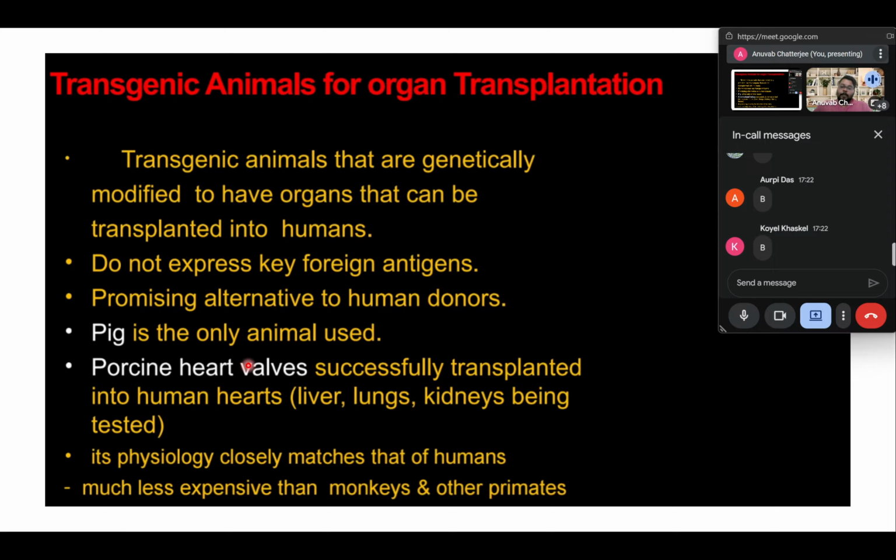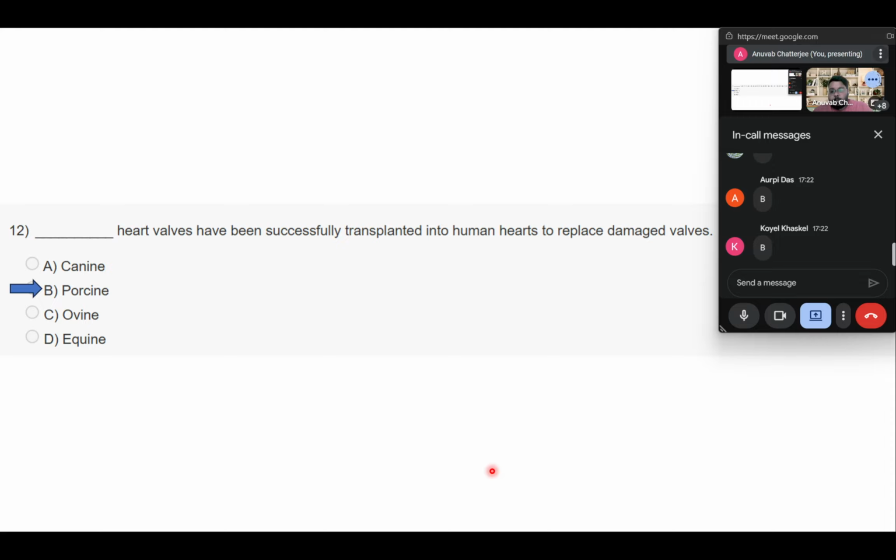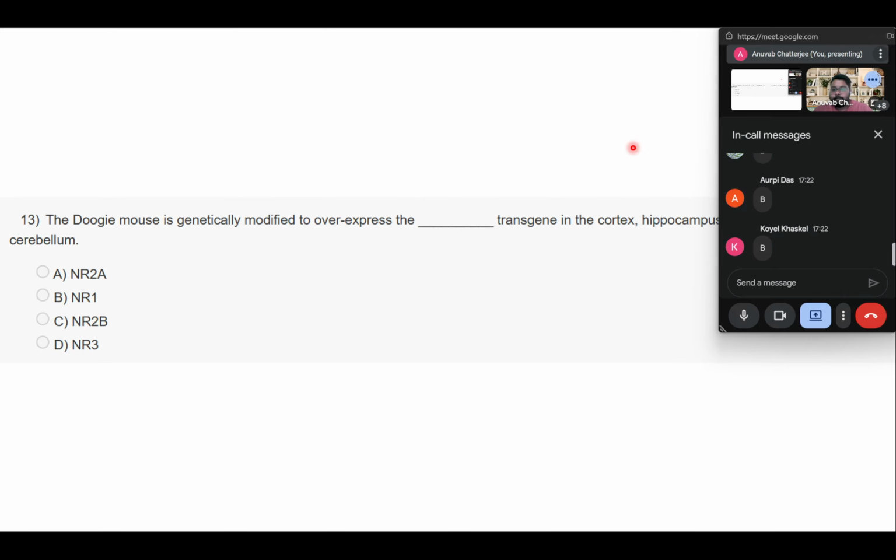Pig is the only animal ever used for this because the organs in pigs are pretty much the same size as humans and are very similar to humans as well, so they can work very well. Porcine heart valves are successfully transplanted into human hearts. Livers, lungs, and kidneys are being tested. Recently, I think kidneys were also tried, but these studies are still going on. It physiologically closely matches humans and is much less expensive than monkeys and other primates. So, porcine heart valves have been successfully transplanted into human hearts to replace damaged valves.